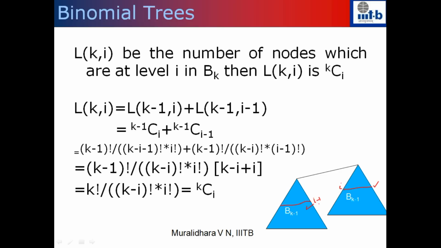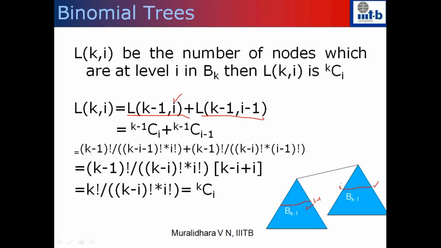So the total number of nodes in B of k which are at level I will be exactly equal to the number of nodes at level I in B of k minus 1, that's this part of the equation, plus the number of nodes at level I minus 1 in B of k minus 1. So this is the sum of these two. Since the induction is true for k minus 1, this number is equal to k minus 1 choose I plus k minus 1 choose I minus 1. If we expand this, we will show that this is exactly equal to k choose I.